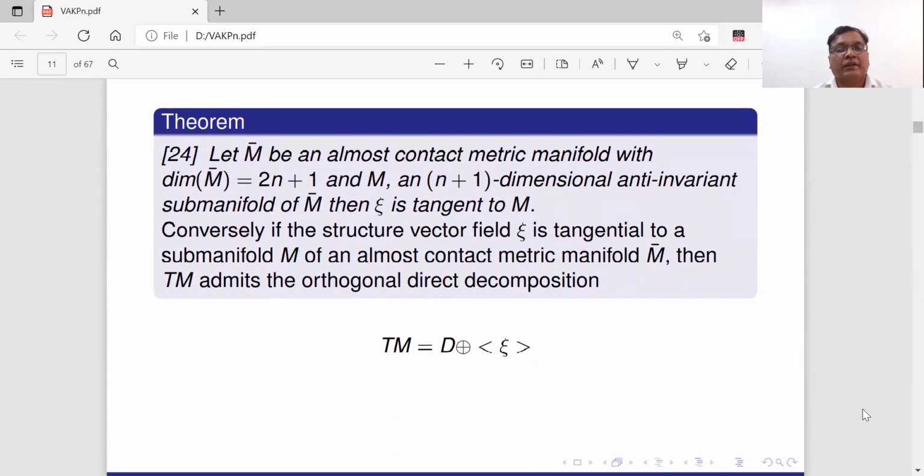Now the converse part: if you are starting with xi to be tangential to the submanifold, then the tangent bundle will decompose into two parts. One is a distribution D and the other is xi. So D stands for the complementary distribution of xi. If D is slant, then we will say the submanifold is a slant submanifold.